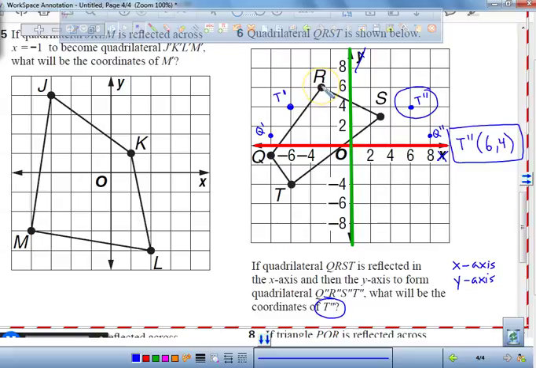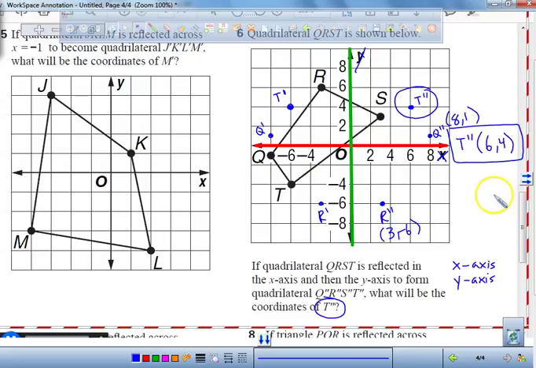R would go across the x-axis. 1, 2, 3, and be right here. That would be R prime. Then I would go over a half and one more. So 1 1/2 would put me right here, and that would be R double prime, which would be at a 3 and a -6. This right here, Q double prime, is going to be at an 8 and a +1.